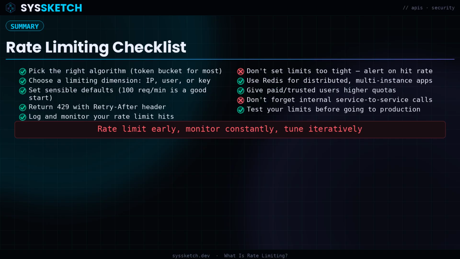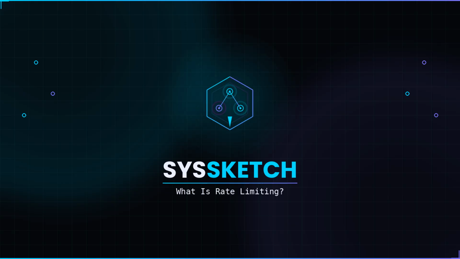Rate limiting is one of those things that feels optional right up until the moment you need it. And at that moment, you really need it. The good news is that it is not hard to implement. A Redis counter and a middleware function is all it takes to protect your API from the most common abuse patterns.